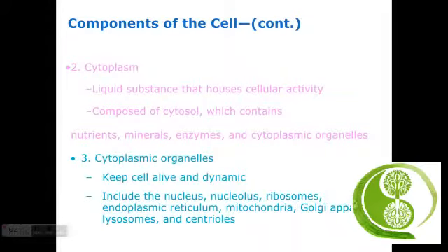Okay, so the second component of the cell, first component was the cell membrane, and we talked about it being semi-permeable, being the kind of protective layer around the cell, protects the cell, controls what goes in and out, talked about how things go in and out through active and passive transport. So next we have the second component of the cell, which is cytoplasm.